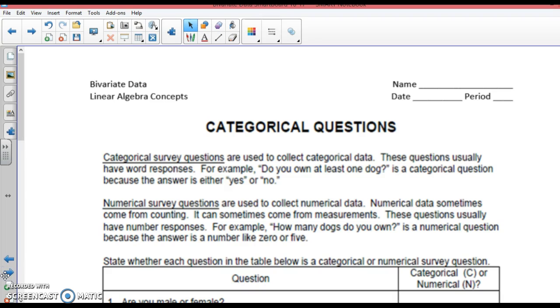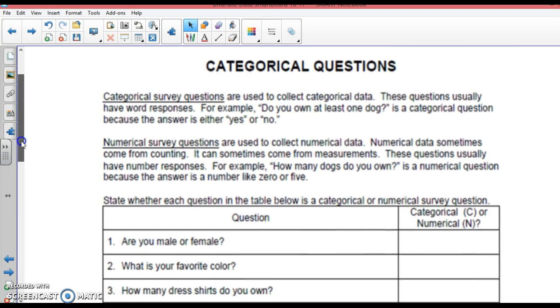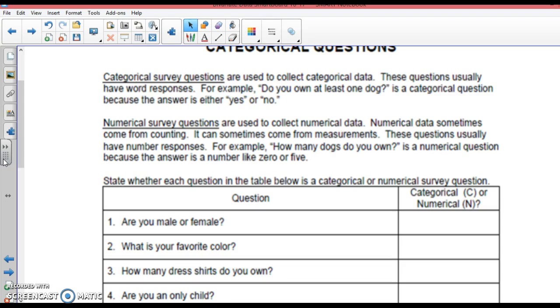Okay. Categorical questions are used to collect categorical data. These questions usually have word responses. For example, do you own at least one dog is a categorical question because the answer is either yes or no. Numerical survey questions are used to collect numerical data. Numerical data sometimes comes from counting. It can sometimes come from measurement. These questions usually have number responses. For example, how many dogs do you own is a numerical question because you want to answer it with a number.